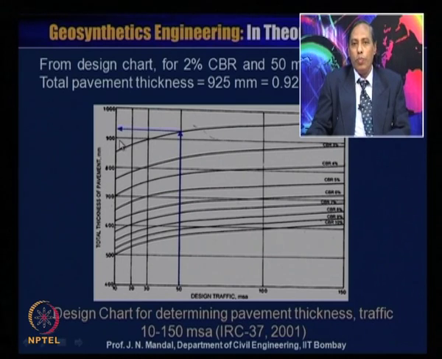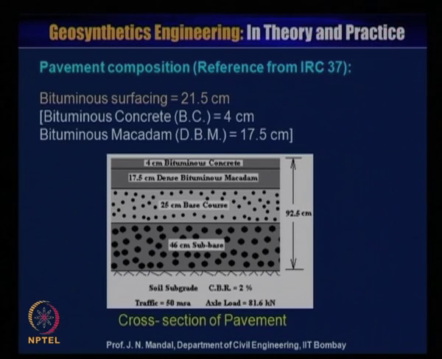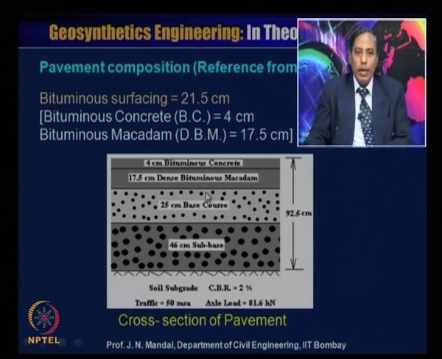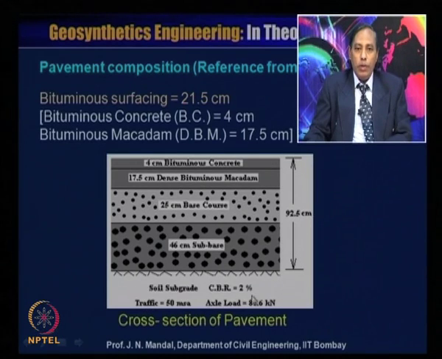millimeter or 0.925 meter. So when you design for the unreinforced case, you know what the thickness of the pavement is as per the IRC code specification. So this total thickness of the pavement is 92.5 centimeter. This is the cross section of the pavement. This is the soil subgrade, whose CBR value is 2%, and traffic is 50 MSA, that is, million standard axles, and axle load is 81.6 kilonewton. So this thickness of the pavement we calculated is 92.5.